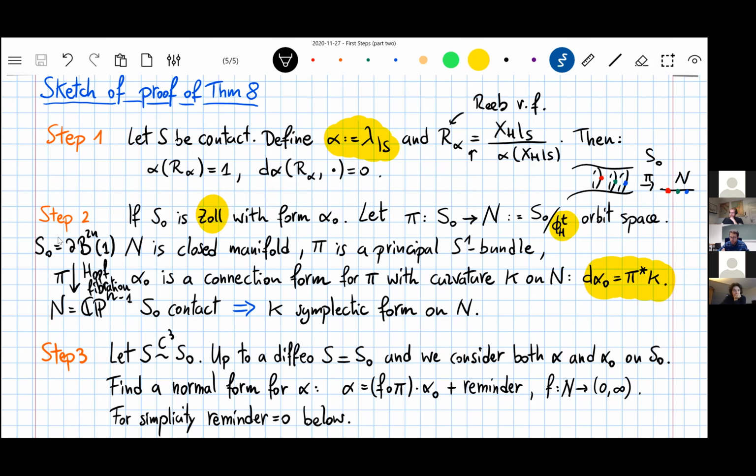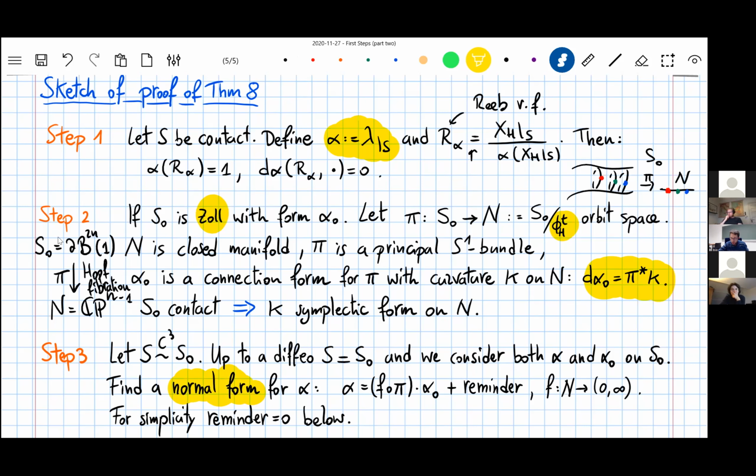the hypersurface S0 and consider on this hypersurface two different forms, alpha and alpha 0. So now your space is fixed and your forms change. Alpha will be the one coming from S and alpha 0 the one from S0. And here the crucial thing is that you want to find a normal form for this alpha. This brings us back to the things we saw in Loeffner's proof. So we want a normal form for alpha.